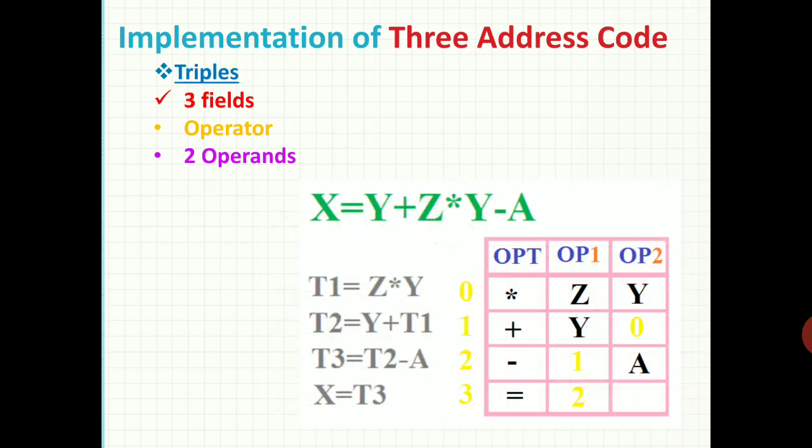Then come to the second representation, that is triple. In the triple, we have only three fields to represent the three address code. The first one is the operator, then the second one is the operand. There is no field to store the result. The triple representation does not make use of an extra temporary variable to represent a result; instead, when a reference to another triple value is needed, we maintain a pointer to that triple.